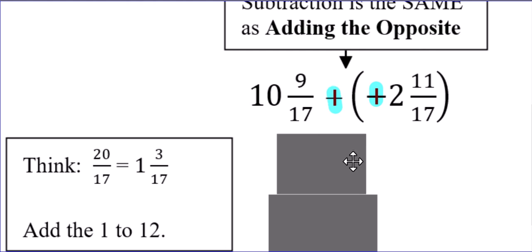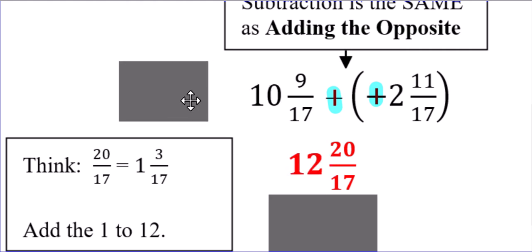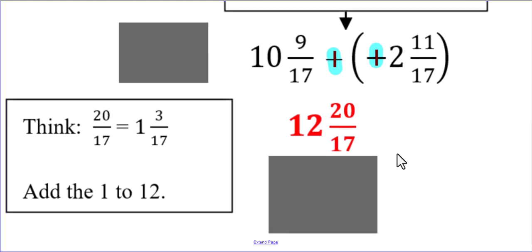9 plus 11 would be 20 17ths, and let's add the whole number parts. 10 plus 2 will give you 12. Oh, but this problem is unique. After we added, we have an improper fraction inside of a mixed number. So what I'm going to have to do is think about how do I make this improper fraction not be improper. Well, I put this off to the side for you.